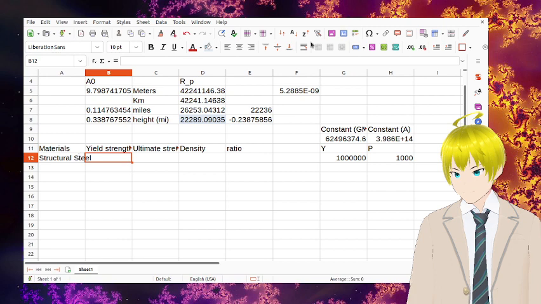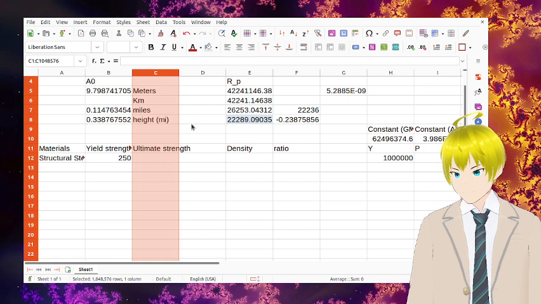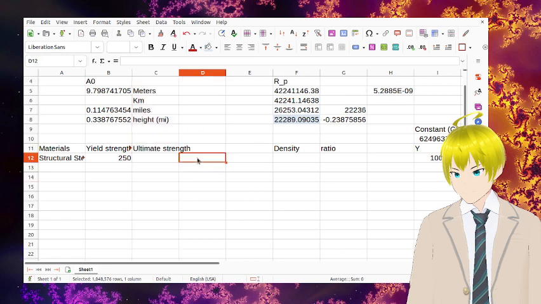The yield strength equals 250 times... I guess this will be straight from the page, like me reading rote from the page, and I'll have new columns here for the corrected values. Corrected for this will be equals this times this.